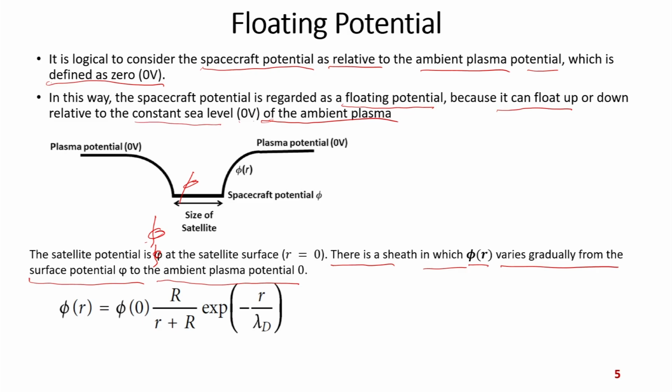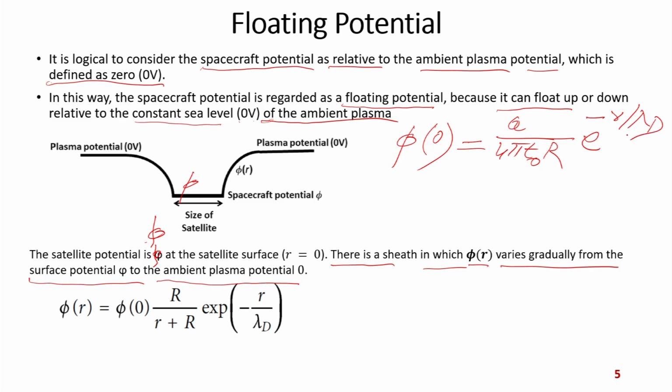Now, I can write the mathematical expression like this. If the spacecraft has some charge q, I can write the potential phi 0, where r is equal to 0, as equal to q divided by 4 pi epsilon 0 r. What is r here? I can consider the spacecraft as a sphere, so this is the radius of the sphere. Then the term e to the power minus r by lambda D will come.